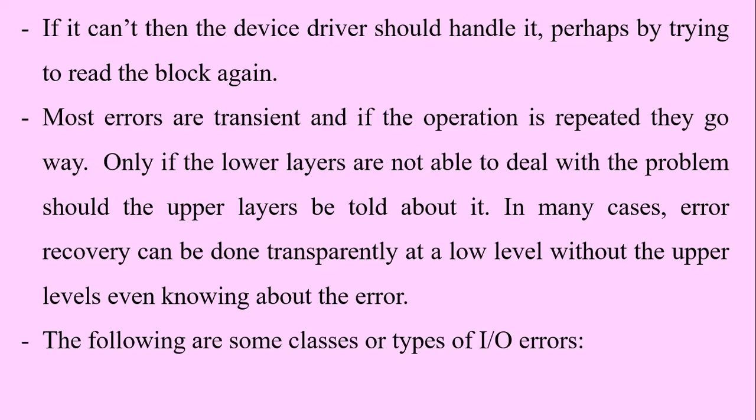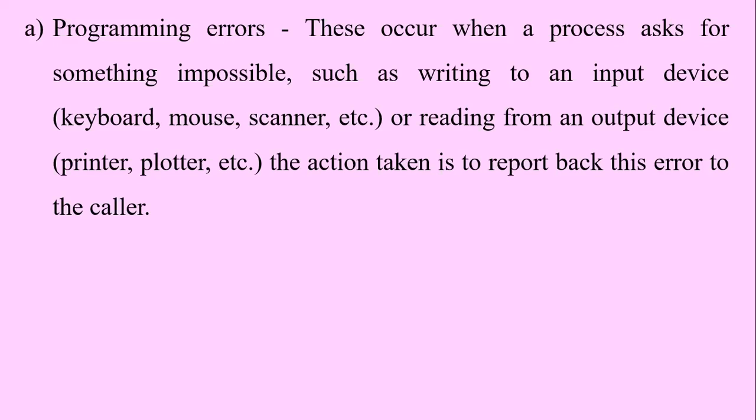The following are some classes or types of I/O errors. Number 1 is what we call programming errors. These occur when a process asks for something impossible, such as writing to an input device, such as the keyboard, the mouse, the scanner, amongst others, or reading from an output device, such as a printer, plotter, etc. The action taken is to report back this error to the caller.